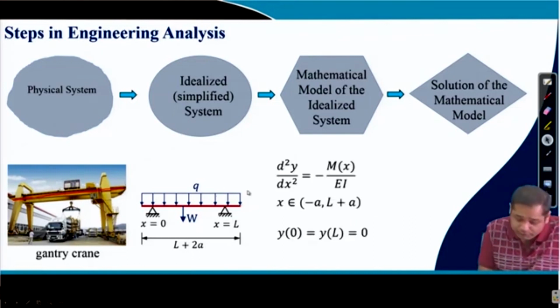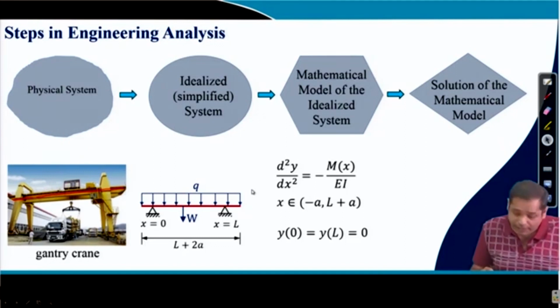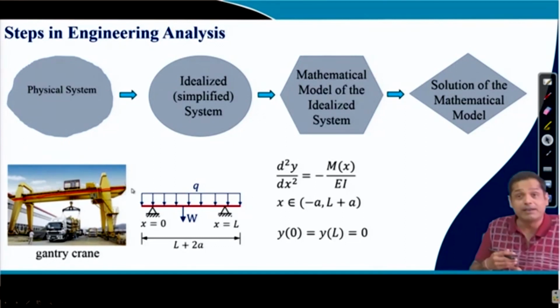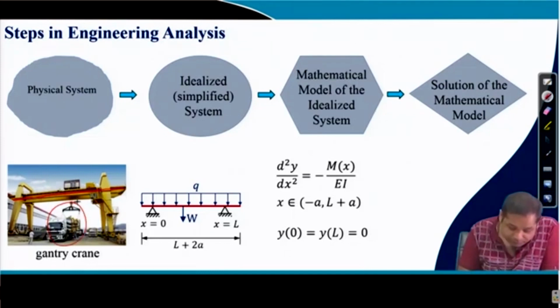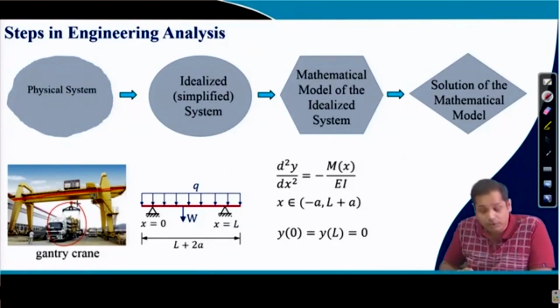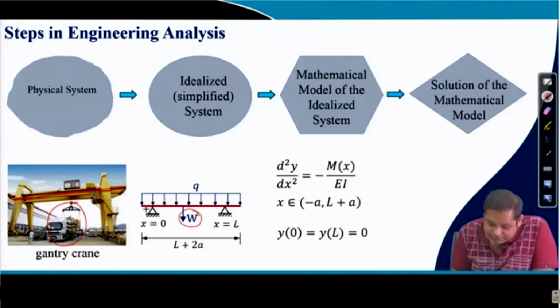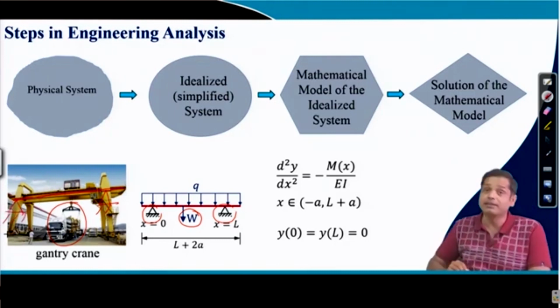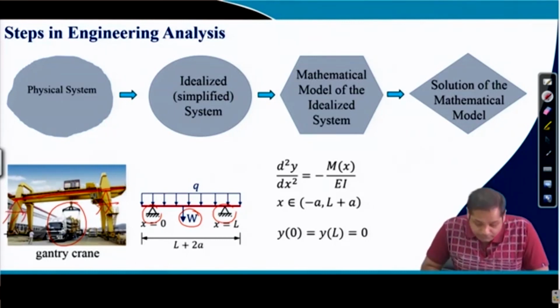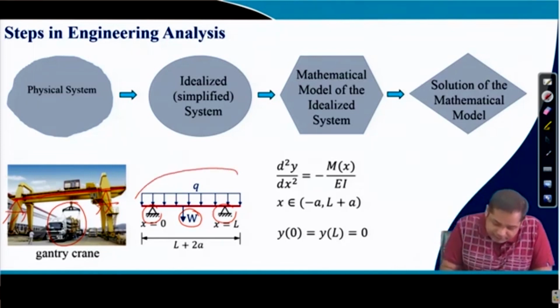It is subjected to some uniformly distributed load, and this uniformly distributed load is because of the self weight of this beam. Then we are also lifting some weight at this point, and that will cause a concentrated load on the beam, and this is the concentrated load. So this is the system. This is the idealization of the loads, and we assume these supports are hinge supports. Now this is also an assumption. This is also an idealization of the support. Okay. So this is the idealized system.